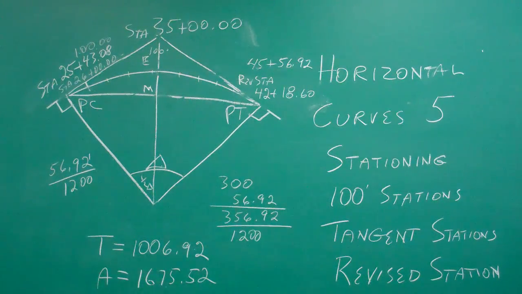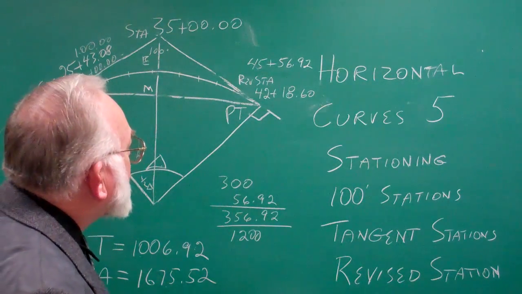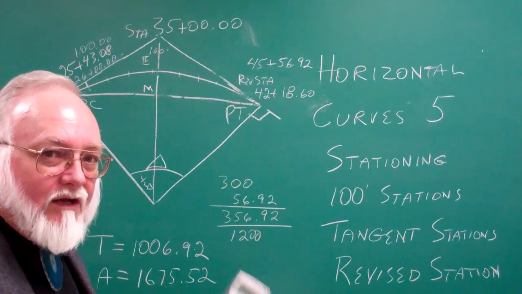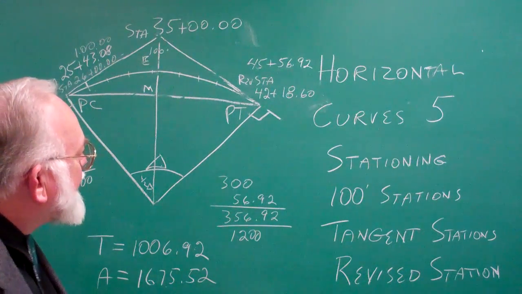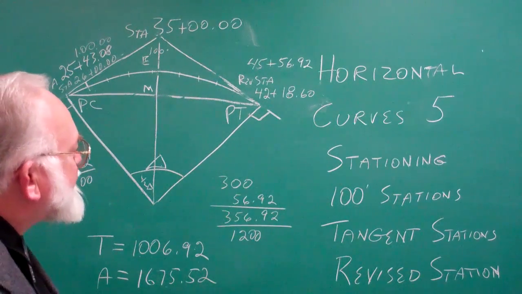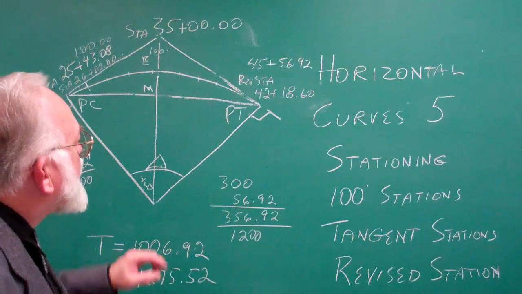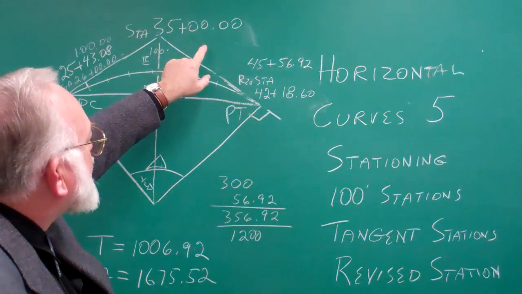We're going to continue on with curves, and I'm going to talk about stationing, because stationing was invented a long time ago before people had calculators and computers, and it's a really good way to keep track of distances with simple arithmetic, and that's all it is. So anyway, we established for the PI a station of 35 plus 00.00.